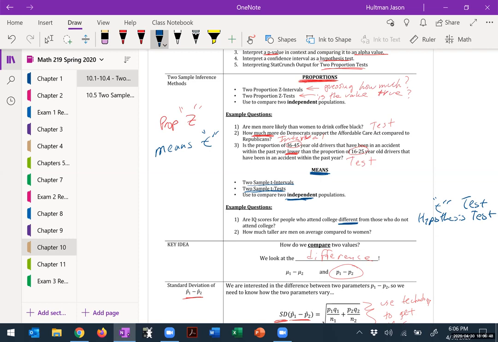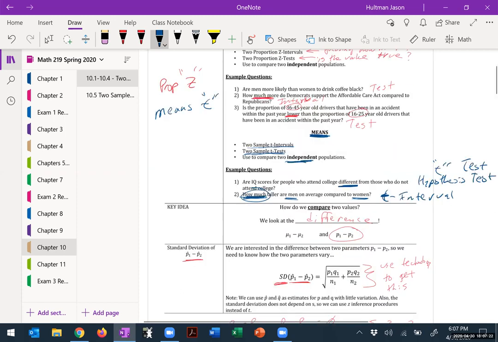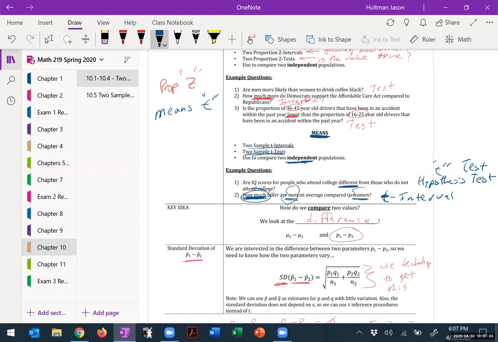Now, number 2 is asking how much. It's looking for a value or a range of values. It says, how much taller are men on average compared to women? We're comparing the men to the women, and how much taller. We're looking for a value. When we're looking for a value, this is a t interval, a confidence interval. So we'd find the means for men and compare them to the means for women, the average for men and the average for women.